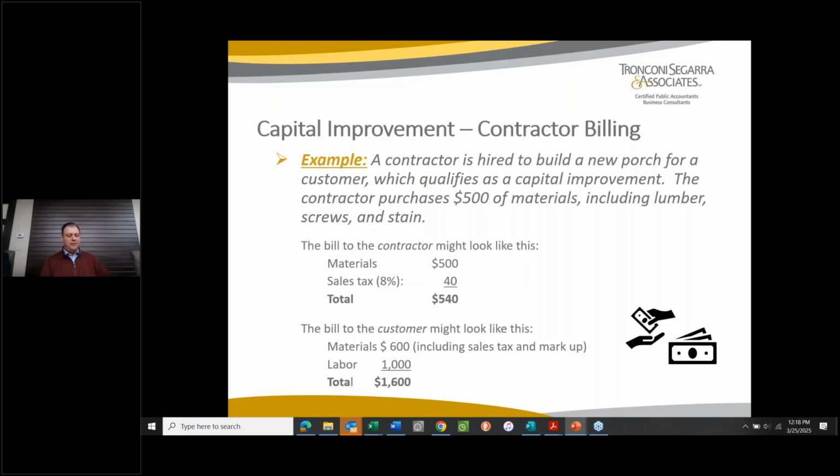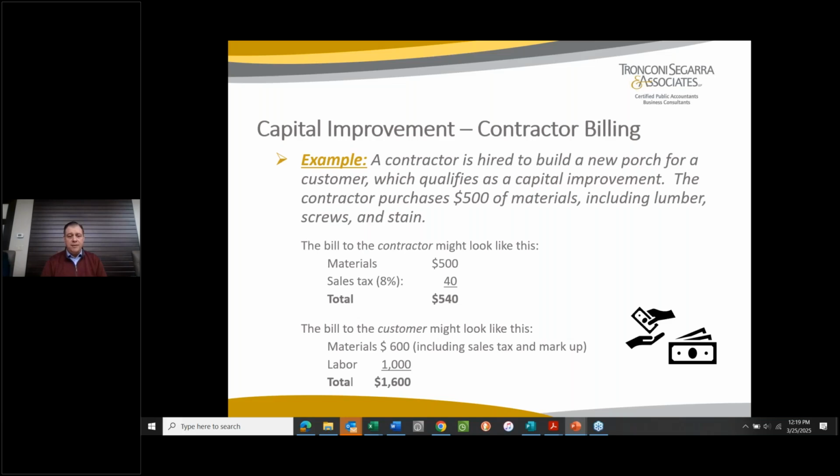So just a quick example, we put a couple quick examples in here with the billing that we talked about. In this example, a contractor is hired to build a new porch. That installation of that porch qualifies as a capital improvement. The contractor had to purchase about $500 of materials, including lumber, screws, stain. So the contractor is going to buy those materials, that $500 worth of materials, and he has to pay 8% sales tax. So he's going to pay $540 on the cost of the materials.